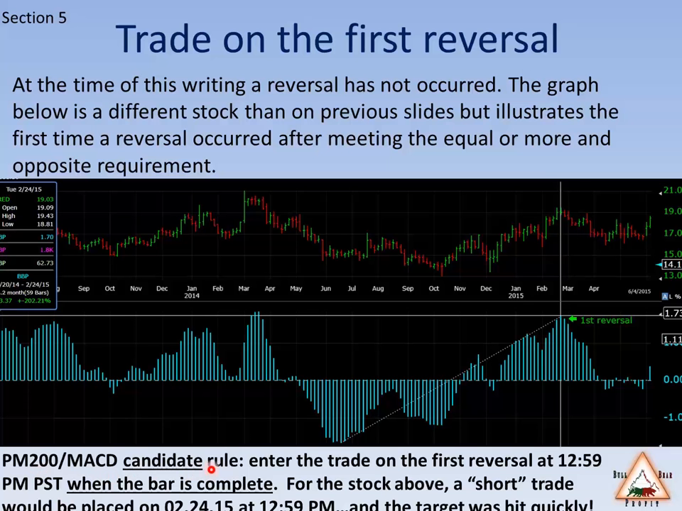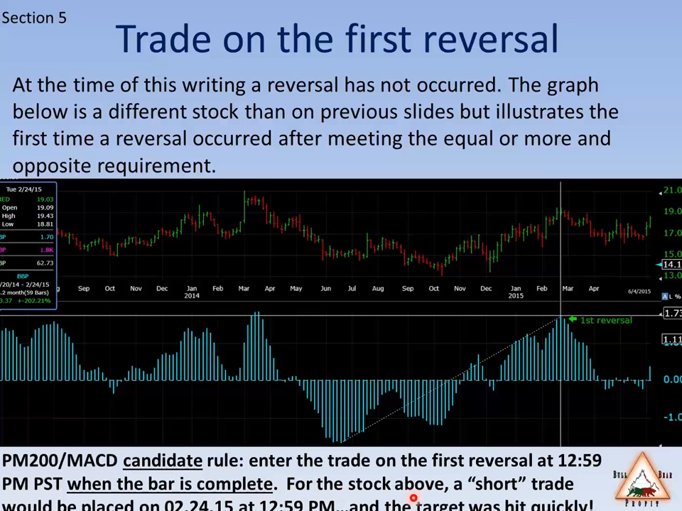PM200 MACD candidate rule: enter the trade on the first reversal at 12:59. I start looking at about 12:50 because I want to trade at or near the close of the trade day. So usually about 12:58 to 1 o'clock Pacific Standard Time is when we make a trade, and also when the bar is complete.